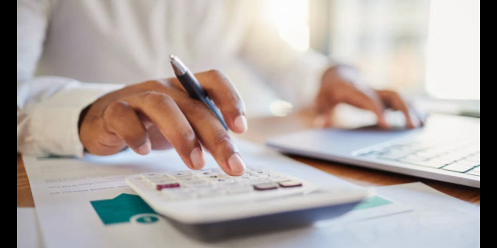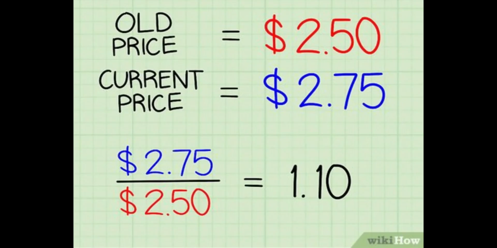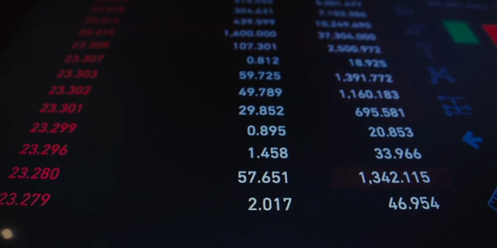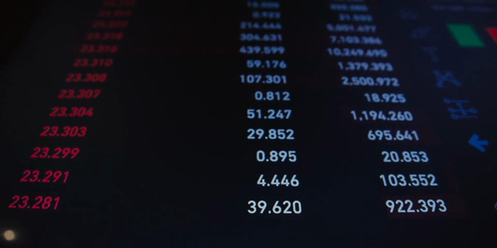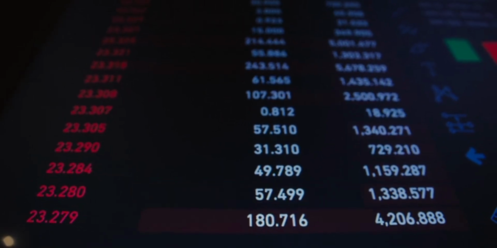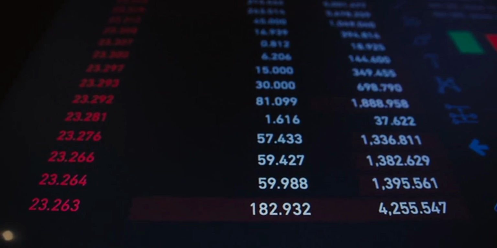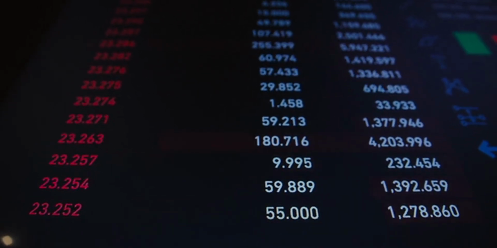CPI is then calculated by comparing the current prices of the items in the basket to their prices in the base year using this formula, which is simply the cost of the basket in the base year over the cost of the basket in the current year multiplied by 100. This expresses CPI as a percentage of the cost of the basket in the base year. The CPI value indicates how much on average prices have changed over time. If CPI increases, it suggests inflation as it means that on average prices have risen. Conversely, a decrease in CPI indicates deflation, which means prices have fallen on average.